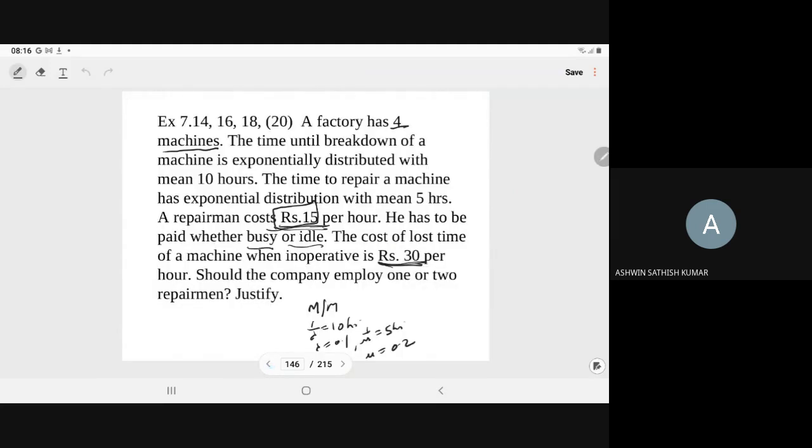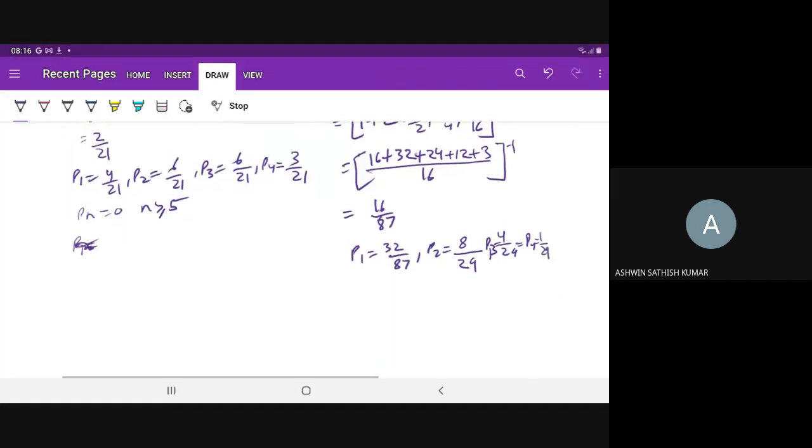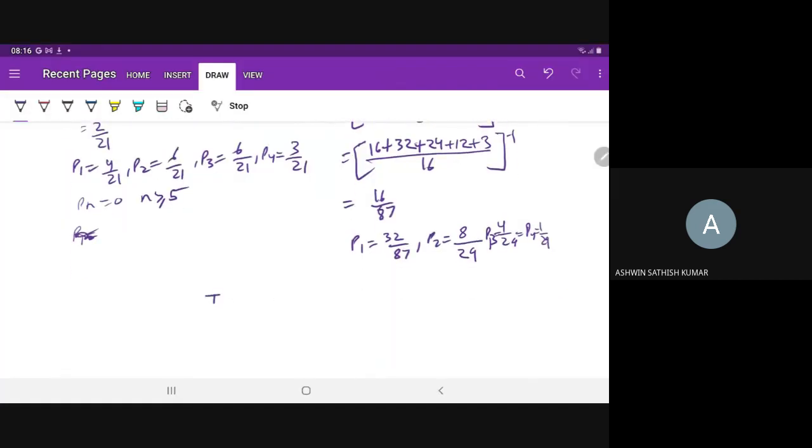The question is how many servers, how many repairmen we have to opt so that the total cost is minimum. So first we compute the total cost. From here, the total cost is what? Salary plus waiting cost, or service cost plus waiting cost.